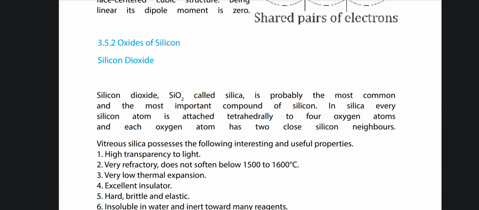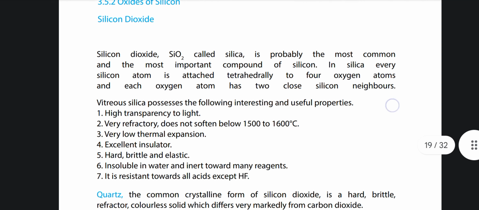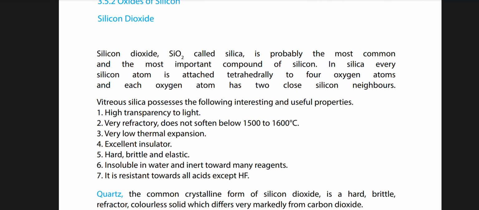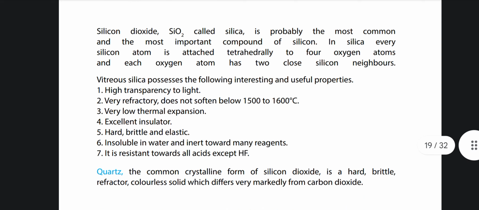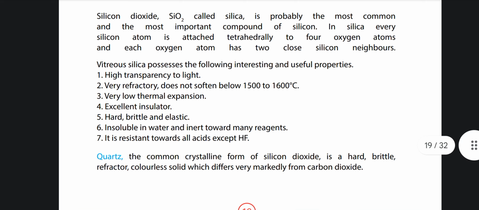3.5.2 Oxides of Silicon: Silicon dioxide. Silicon dioxide, SiO2, called silica, is probably the most common and the most important oxide of silicon. In silica, every silicon atom is attached tetrahedrally to four oxygen atoms and each oxygen atom has two close silicon neighbors. Vitreous silica possesses the following interesting and useful properties.